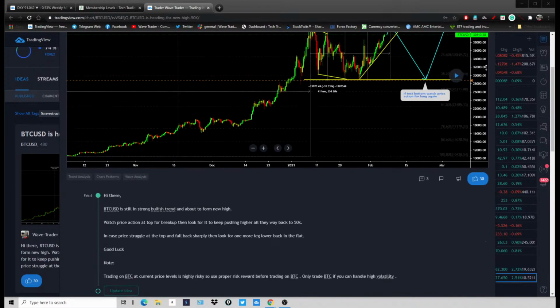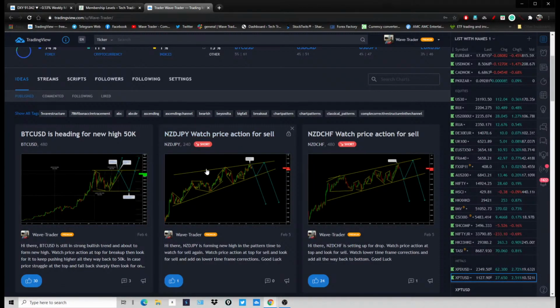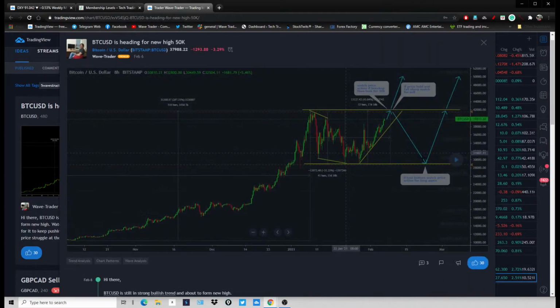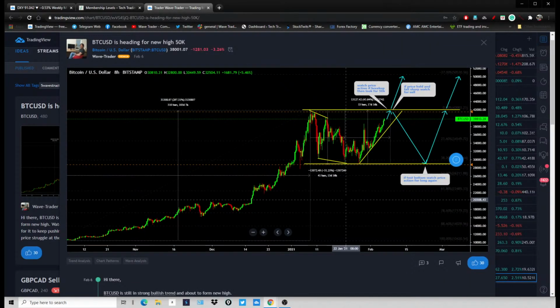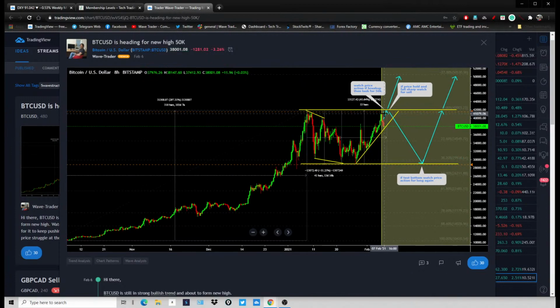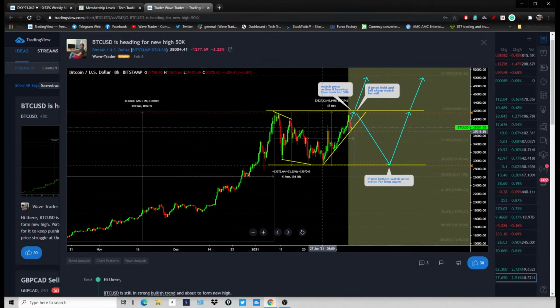All right, now let's look at the setups. Okay, so Bitcoin. It tagged 41,000, and now is trying to retrace from the previous top and get back down within the flat formation. As you guys know, we are still within a bigger weekly correction on Bitcoin. So we still can see another leg lower within this bigger flat formation back to 28,000, or 30,000 for another leg higher up to 50,000.